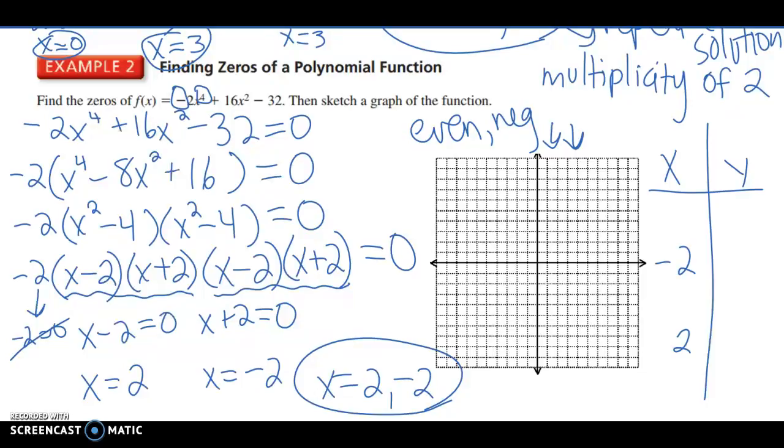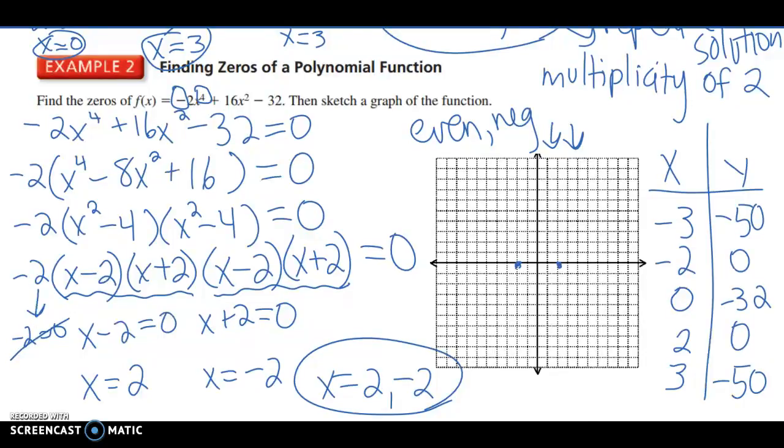And then we want to get one number less than the smaller zero, so negative 3. One number in between the two zeros, so 0. And one number greater than the biggest zero, so 3. And then go to your graphing calculator and fill in the table for y. So I filled in my table and plotted (-2, 0) and (2, 0).